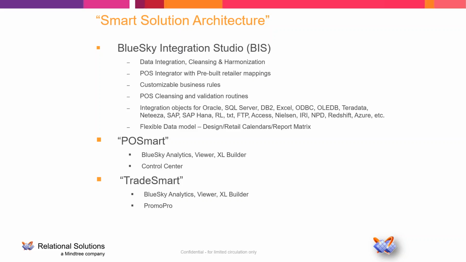And we have our report matrix. Our report matrix is basically got different functions built into the data model where we're enriching the data that's coming in. And when we're enriching that data, we're providing more value to those retail teams who may have had limited information than they had in the past. POSmart is the underlying architecture. It leverages this Blue Sky Integration Studio with all of these different components.